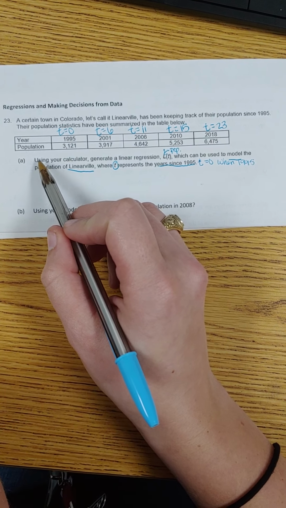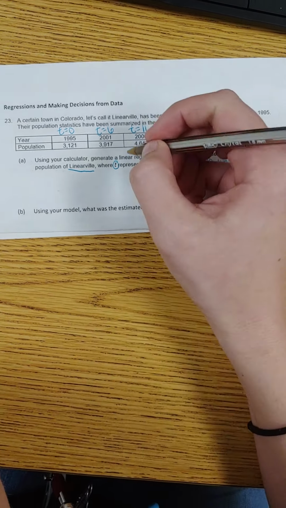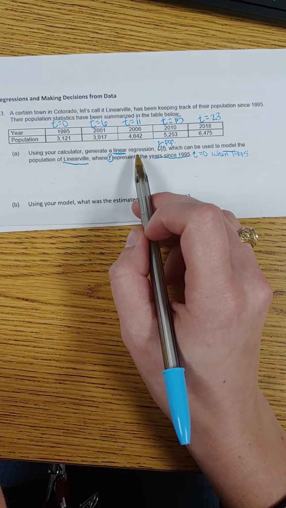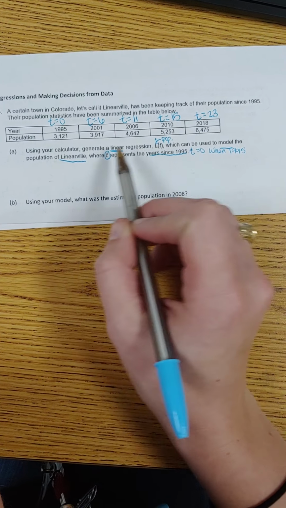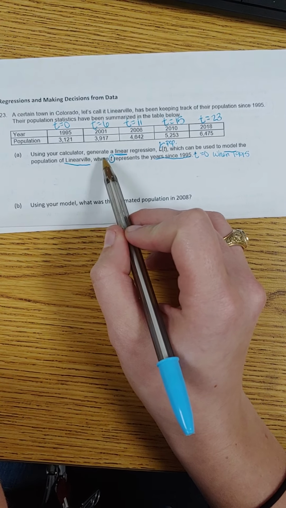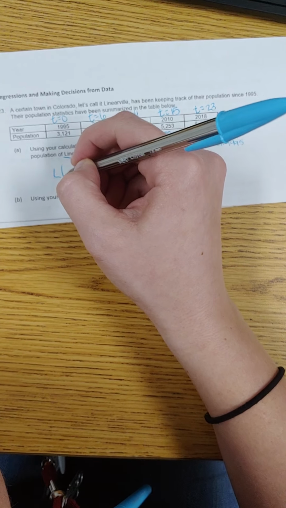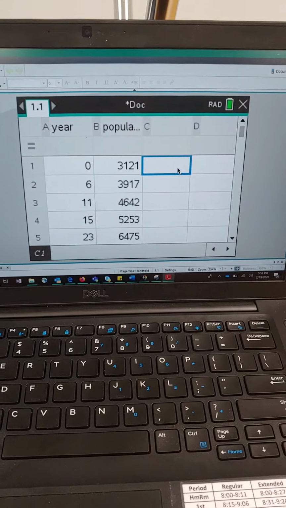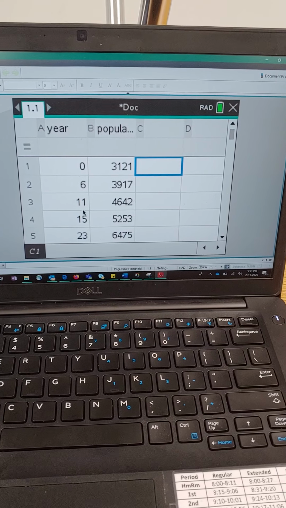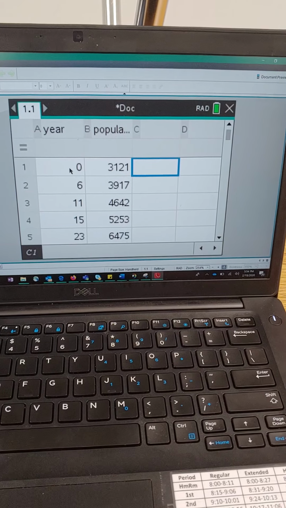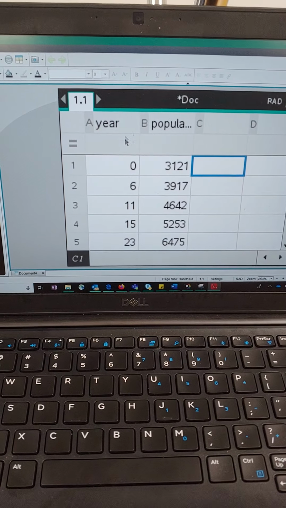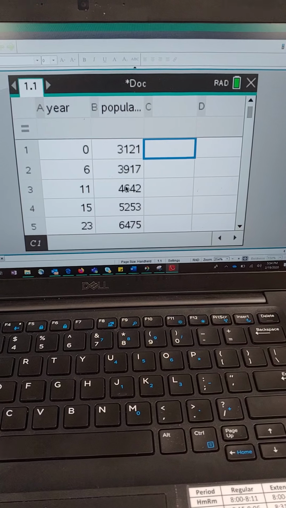So then it says, let's look back. Using my calculator, generate a linear regression. That means I have to do the lists and spreadsheets. So a linear regression, which can be used to actually write this. It looks like I just need to have an equation, L of t, and figure out what that needs to be. So at this point, you should go to your calculator, add lists and spreadsheets, and type in your data. Notice that on my year, I did not put 1995 or 2001. I put the 0. I'm talking about t. And the population, I just typed it in.